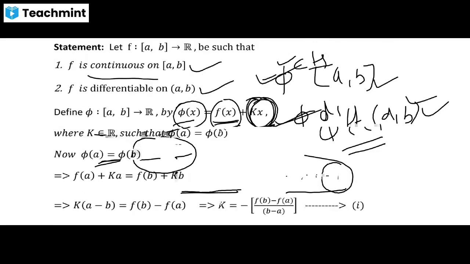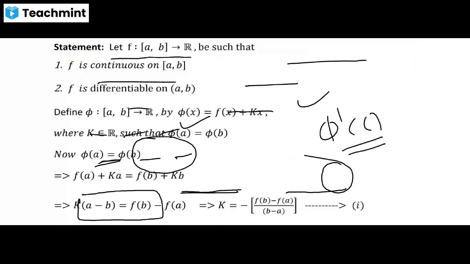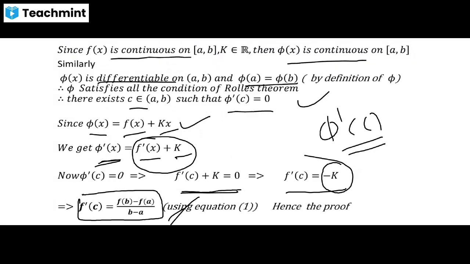State and prove Lagrange mean value theorem, or state and prove first mean value theorem of differential calculus. Okay, f dash of c is equal to f of b minus f of a, that's divided by b minus a. If you have any doubts regarding this one, please, without hesitation, ask me. No doubt?